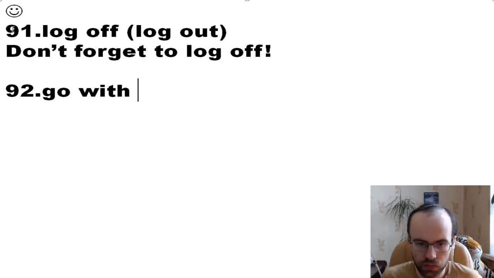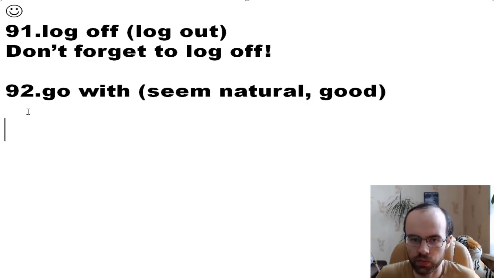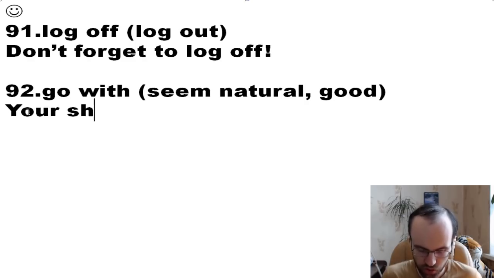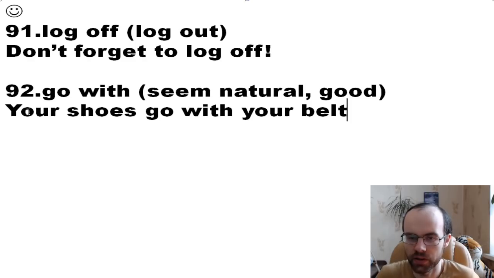Go with. When it seems natural and good. Let me give an example. Your shoes go with your belt. It means that they look very nice together. They go with each other.